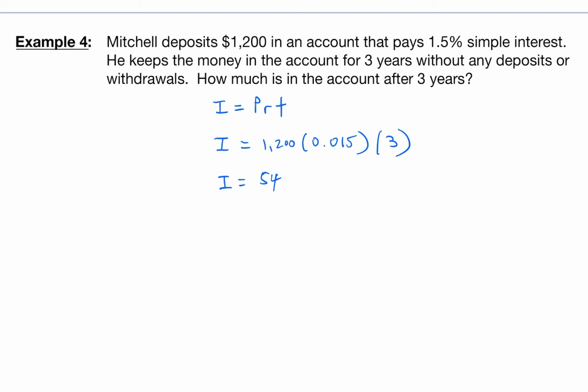Remember, I told you to remember the question, how much is in the account after 3 years? So we have to take this interest amount, add that to the initial deposit to get our answer. So 1,200 plus 54 means that we're going to have $1,254 in the account after 3 years.